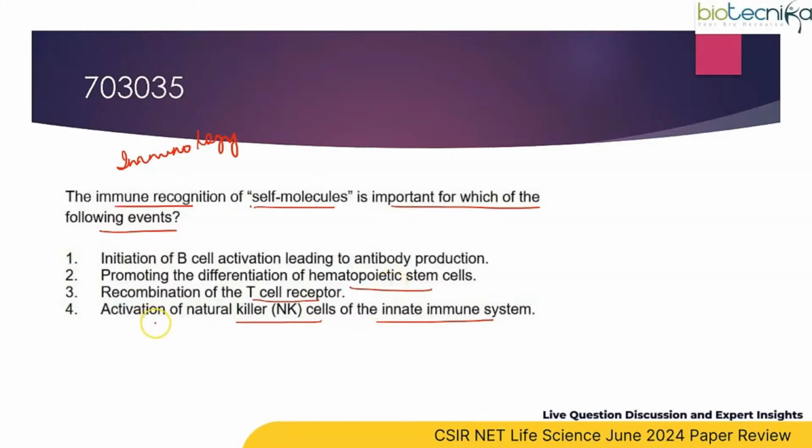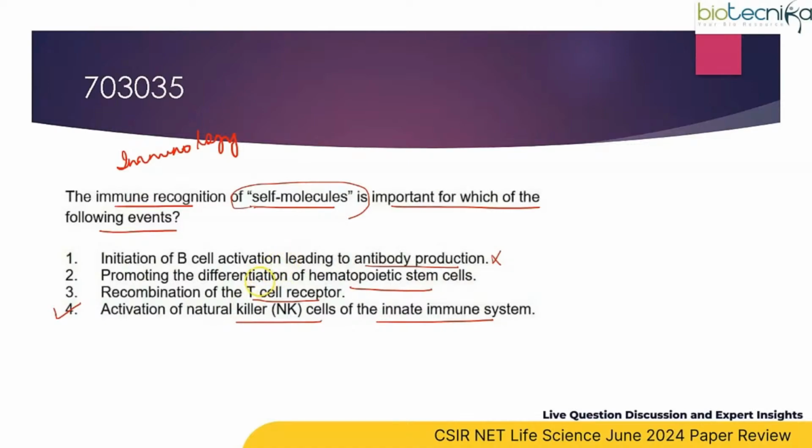So, the right answer for this question is option 4: activation of natural killer cells of the innate immune system. NK cells, when they are developing, need to recognize the self molecules. Now, let's see the other statements. Initiation of B cell activation leading to antibody production: no, this is not correct. They don't need it for the initial activation.